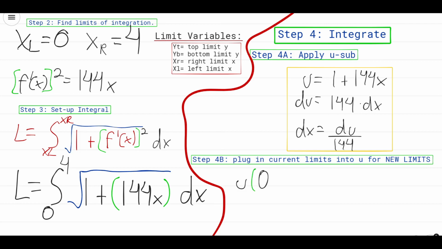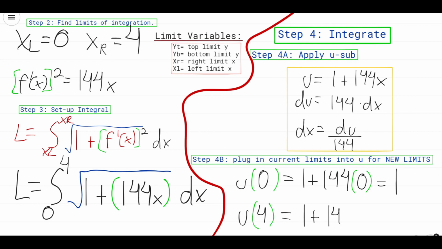So thus, u of 0 is equal to 1 plus 144 times 0, which is simply equal to 1. Our left x limit and our right x limit, u of 4 is equal to 1 plus 144 times 4. So this is equal to 144 times 4 is 288 times 2 is equal to 577. You can use your calculator. So these are our new limits. So do not miss this step because you're probably not familiar with this step.